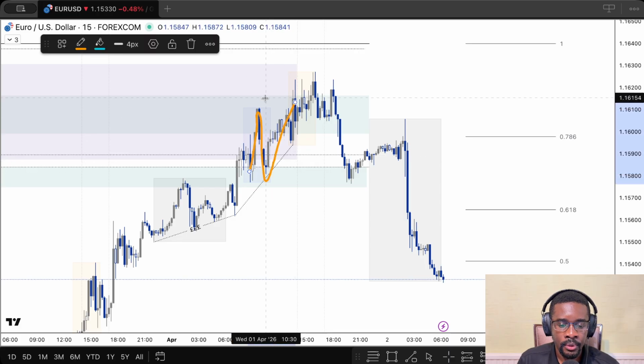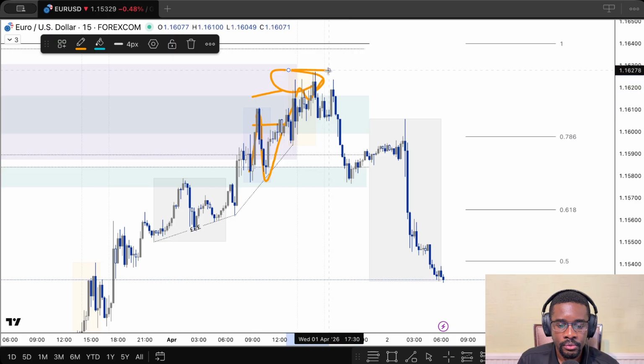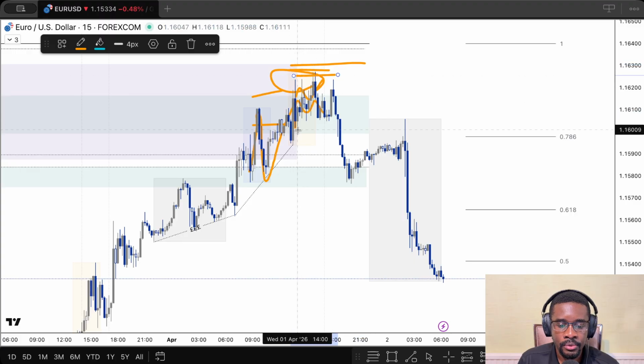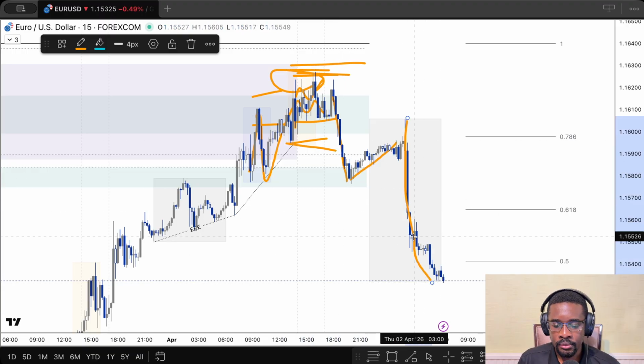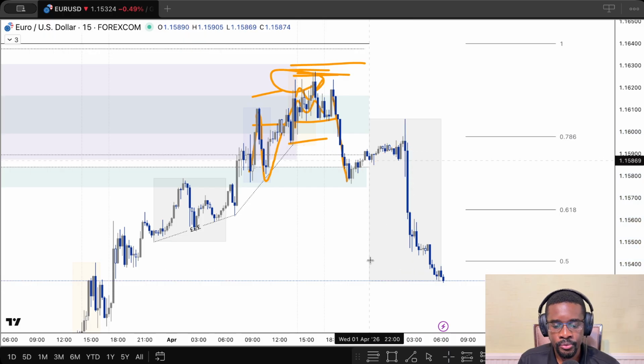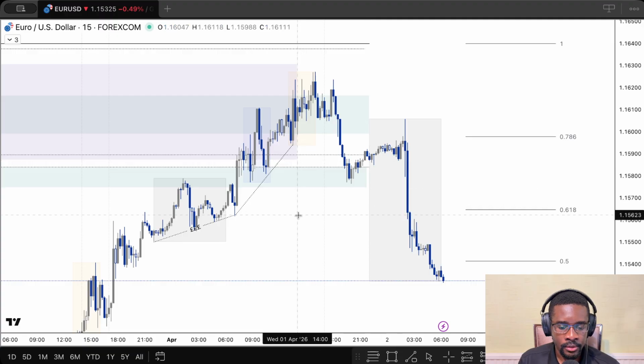So price kept on coming up in this area, and then during New York, still respected our 4-hour supply. During New York, it didn't do much really, besides looking like consolidating, created this range, and then before eventually dumping. Okay, and then during Asia, that's when Trump spoke, and then we've had this massive drop as well. Okay, so yeah, yesterday wasn't a nice day for me.